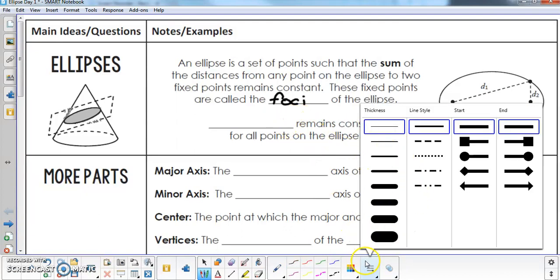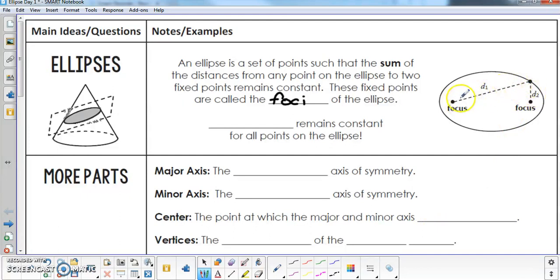And then what we got here is one focus, another focus, and any point along here, no matter where it's at. So I could have this point, and from here to here, that would be D1, and this would be D2. No matter what, they're going to be the same, no matter where the point is located along my ellipse. That's all it's saying. Okay?